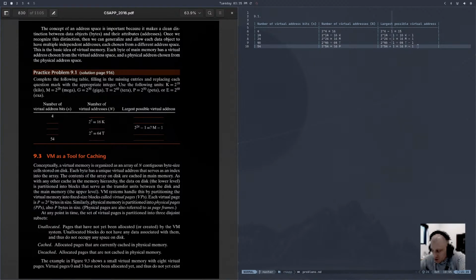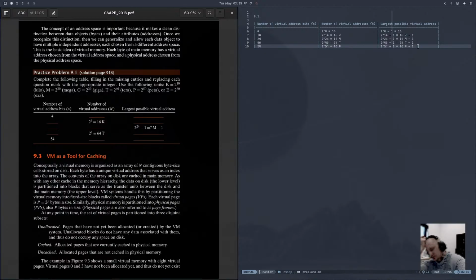Each virtual page is P = 2^p bytes in size. Similarly, physical memory is partitioned into physical pages, also P bytes in size. Physical pages are also referred to as page frames.